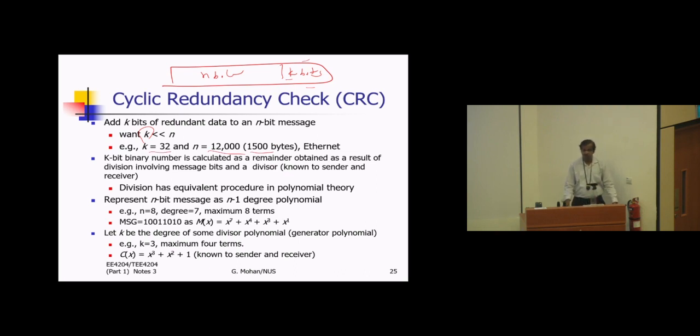They are called CRC bits, cyclic redundancy check. That is the name of the method used to produce those CRC bits. 32 bits are used, and 32 is much smaller compared to 12,000 bits. Should be okay, right? So now, how do we calculate this number? The number we are going to attach is based on a division method.